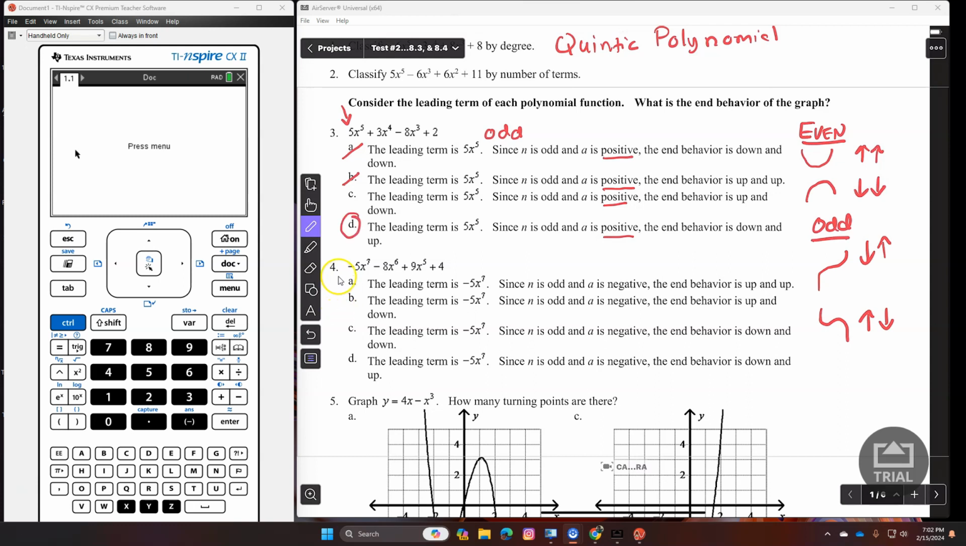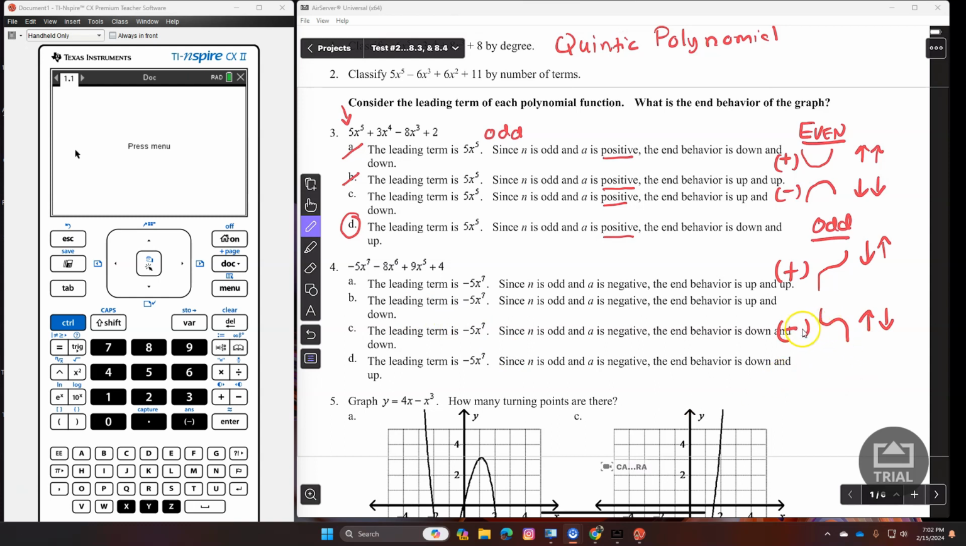So for number 4, we notice that that's a negative there. It's a negative leading coefficient. This will be a positive leading coefficient. This will be a negative leading coefficient. This is positive, and this is negative. So remember, like I taught you in class, the negative is just a reflection over the x-axis.